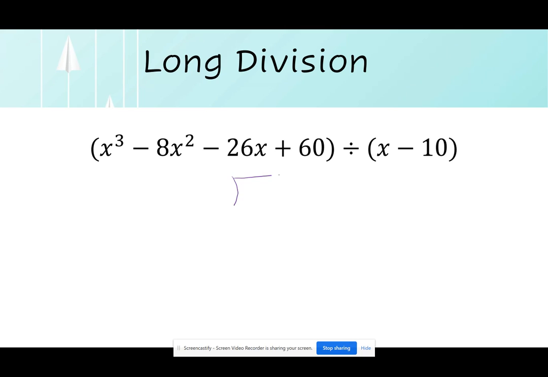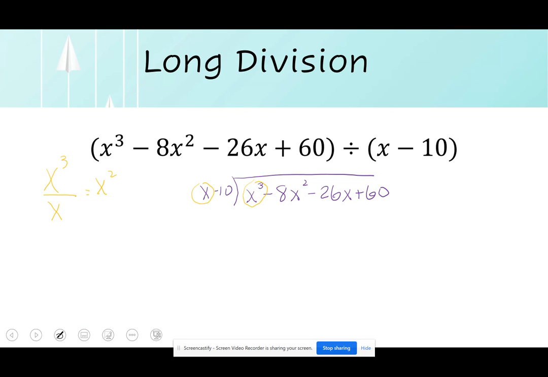So first thing, write this first long set of parentheses inside your division. So we have x cubed minus 8x squared minus 26x plus 60, and x minus 10 goes on the outside here. So we're first going to divide x cubed divided by x. Remember when we did our exponent rules, x cubed divided by x, you subtract your exponents, so we get x squared. So we're going to write x squared up top here.